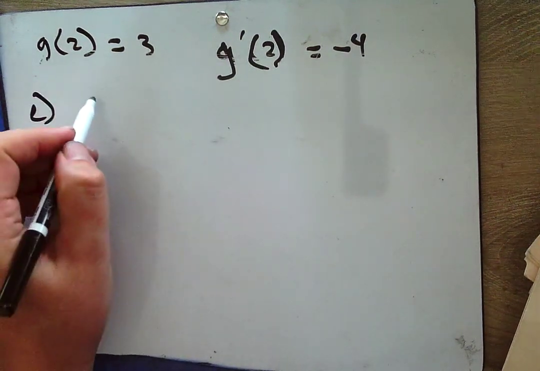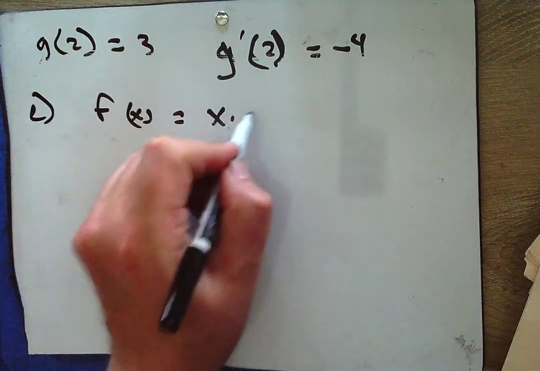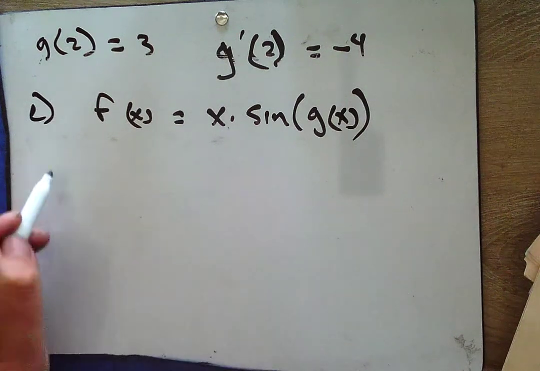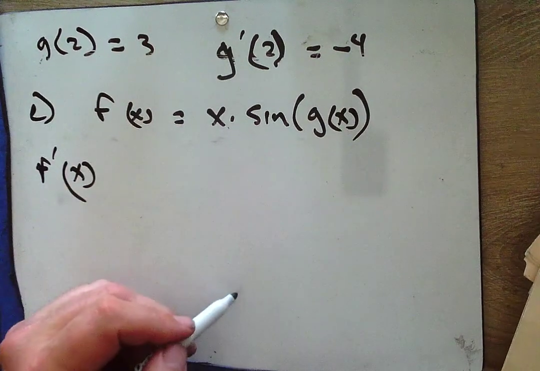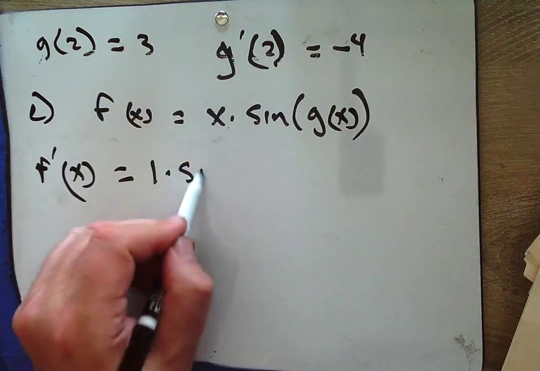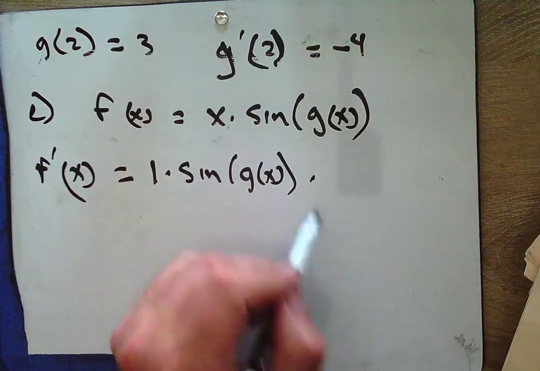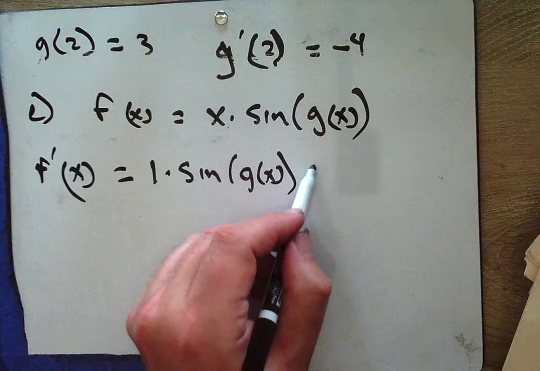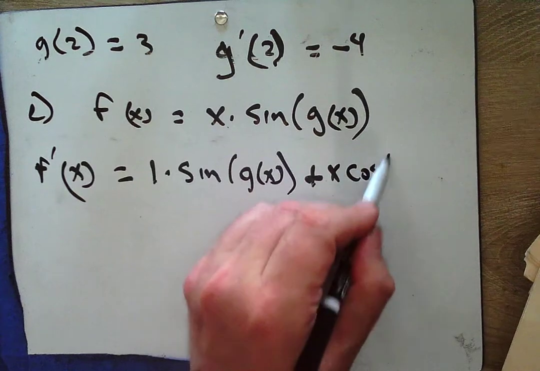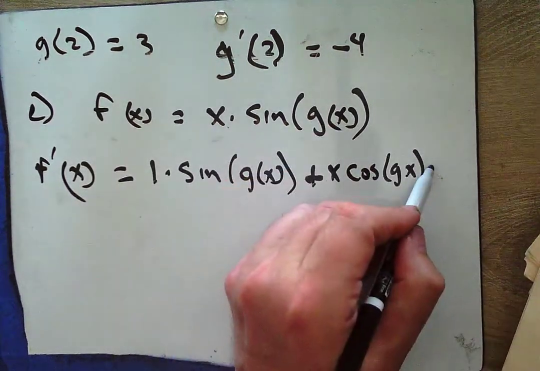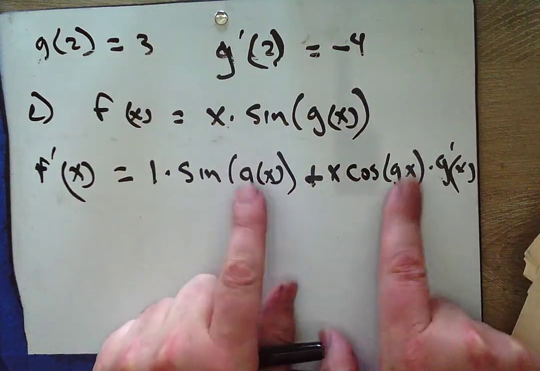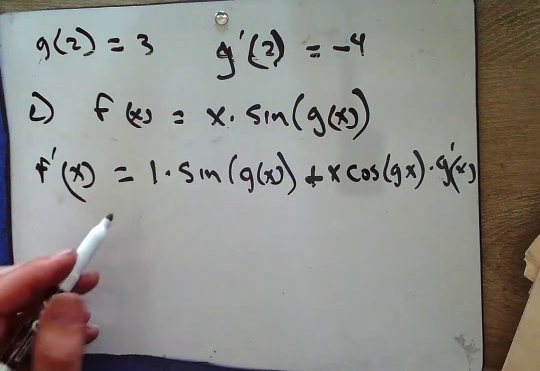Okay, part E says that f of x equals x times the sine of g of x. So again, let's start by finding f prime. And so I see a product rule. So I'm going to have 1 times the sine of g of x. The derivative of this times this, plus this times the derivative of this. The derivative of sine is cosine times the derivative of that inside function, g prime. Okay, no, I can't take that out because they're trapped inside of those trig functions.